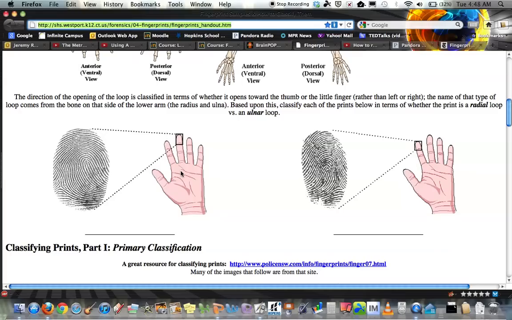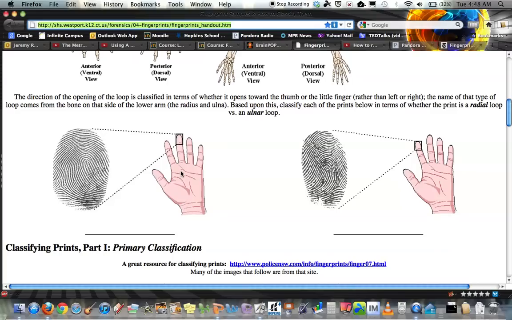So therefore, any prints from your left hand that have the openings pointing to the left would be ulnar loops. Okay, we'll stay on the left hand for a minute. Any loops that open towards the right then would be radial loops. So again, from the left hand, if they open to the right, they're going to be radial loops.